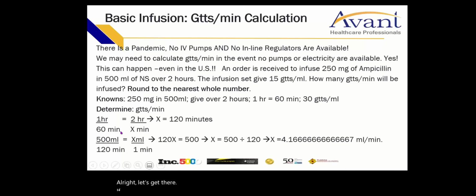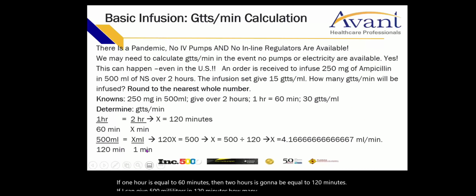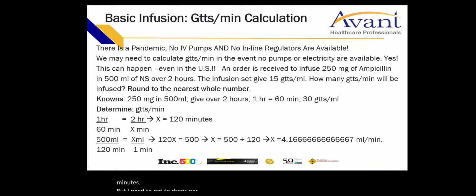If 1 hour is equal to 60 minutes, then 2 hours is going to be equal to 120 minutes, right? If I can give 500 milliliters in 120 minutes, how many milliliters would I give in 1 minute? Right, you see I'm getting there. First, I had to figure out how many minutes my total infusion of 250 milligrams and 500 milliliters takes. So 500 milliliters in 2 hours, which is 120 minutes. But I need to get to drops per minute. So if I'm going to give 500 in 120 minutes, how many milliliters will I give in 1 minute?